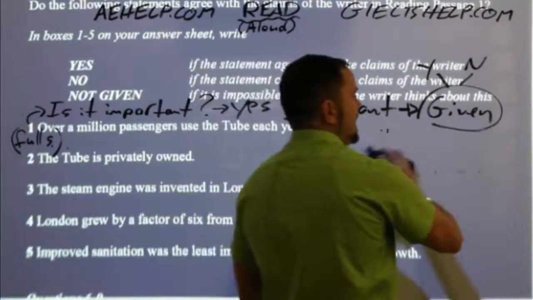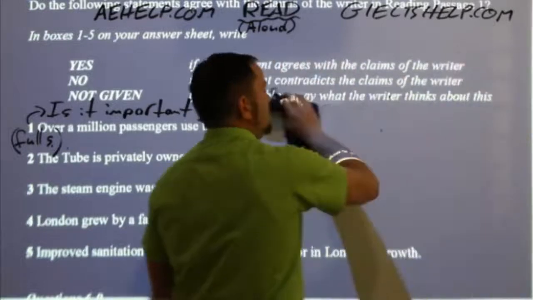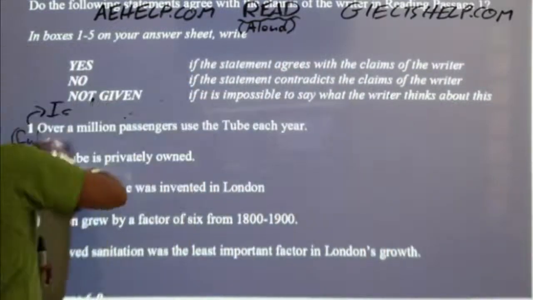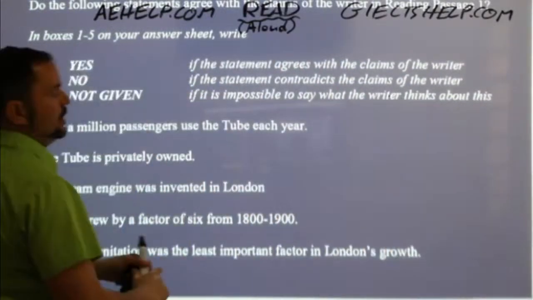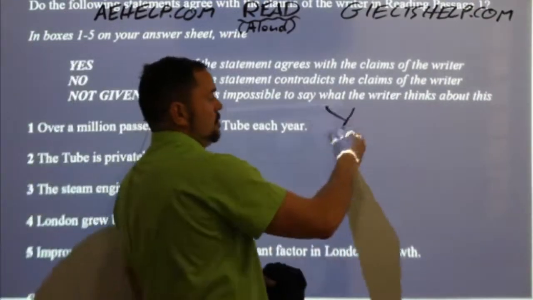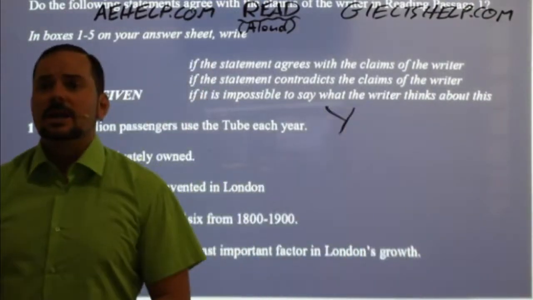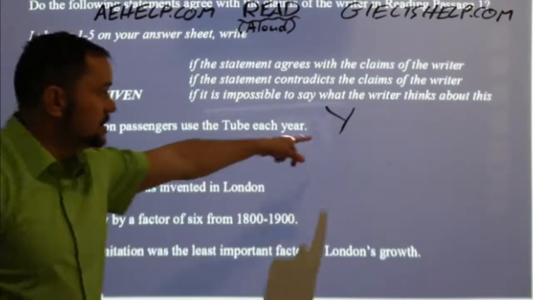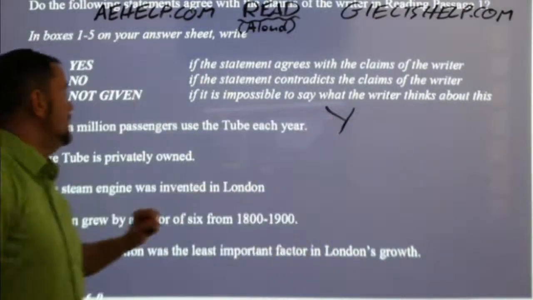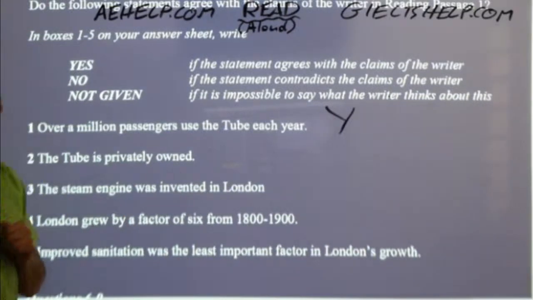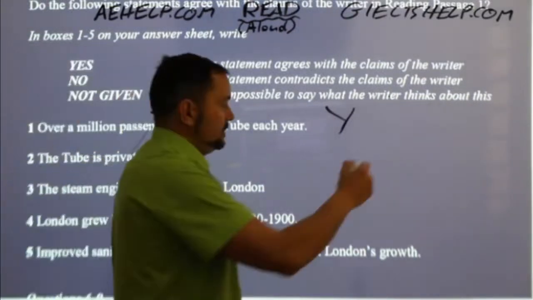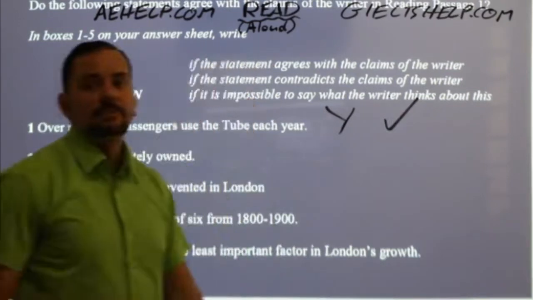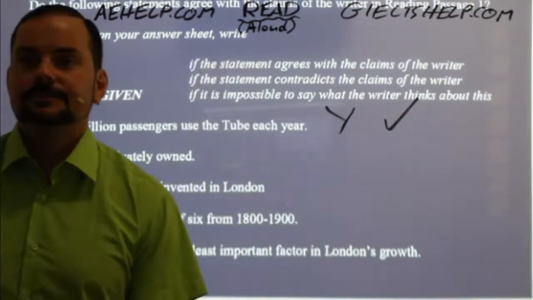So figure out if it's yes or no, and then figure out the answer. Here we know that it is yes, of course, because 1.3 billion is more than 1 million. So your answer is yes. You just put the big letter Y in your answer sheet for 1, and you got this correct. Okay, so be very, very careful.